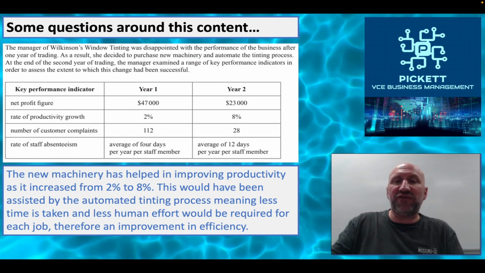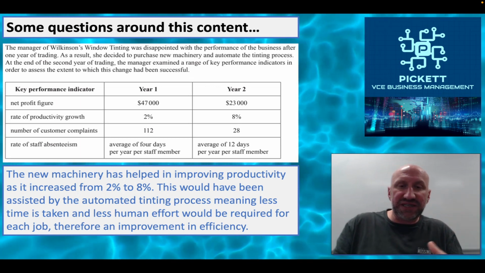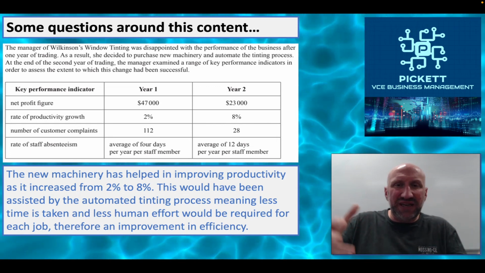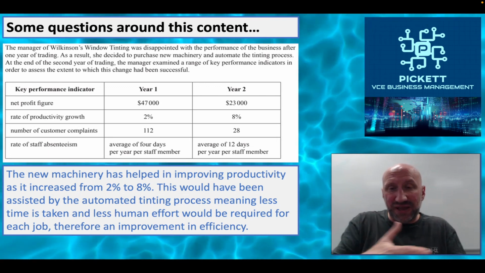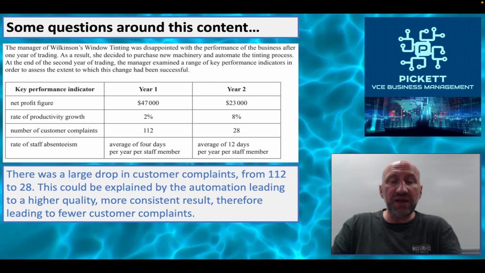And that makes sense because we've automated the tinting process. It means that less time is taken and less human effort is going to be needed for each job. Therefore, we see an increase in productivity or efficiency. So that one actually makes sense. So that could be explained. So that forms part of your answer.